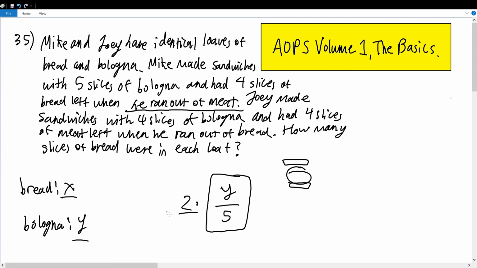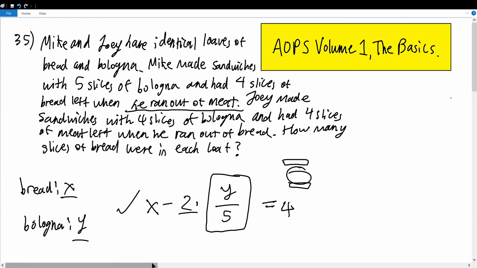And we're told that he ran out of meat, and he used up all his meat with 5 slices in each sandwich. So that means that x minus this number must be equal to 4. Think about it. 2 times y divided by 5. What is that representing? y divided by 5 is representing the number of sandwiches made. And if we multiply that by 2, it's just telling us how much bread is being used per sandwich with 5 slices of meat inside. So this equation checks out.